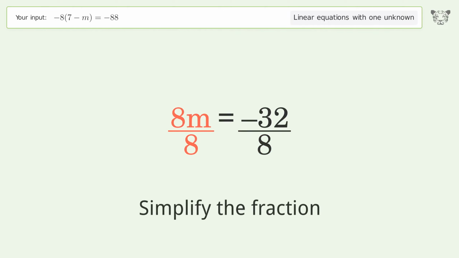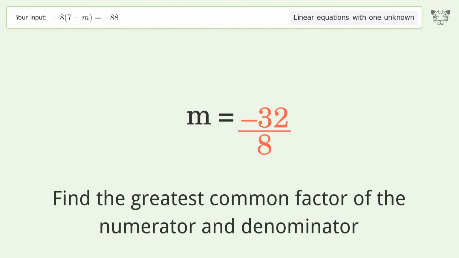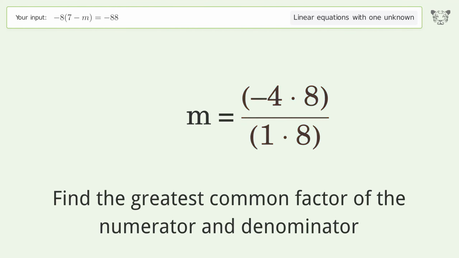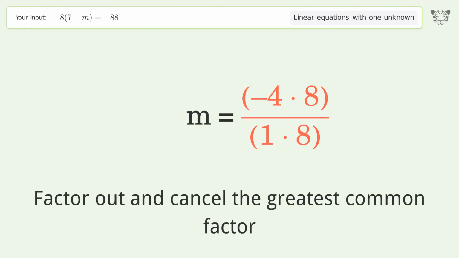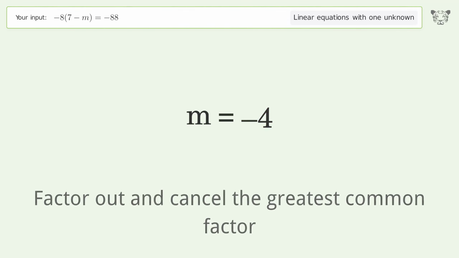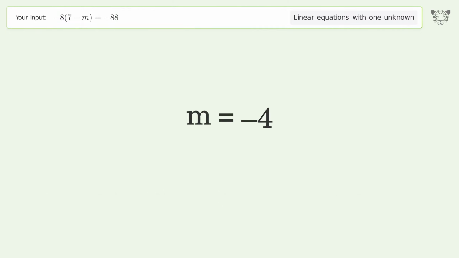Simplify the fraction. Find the greatest common factor of the numerator and denominator. Factor out and cancel the greatest common factor. And so the final result is m equals -4.